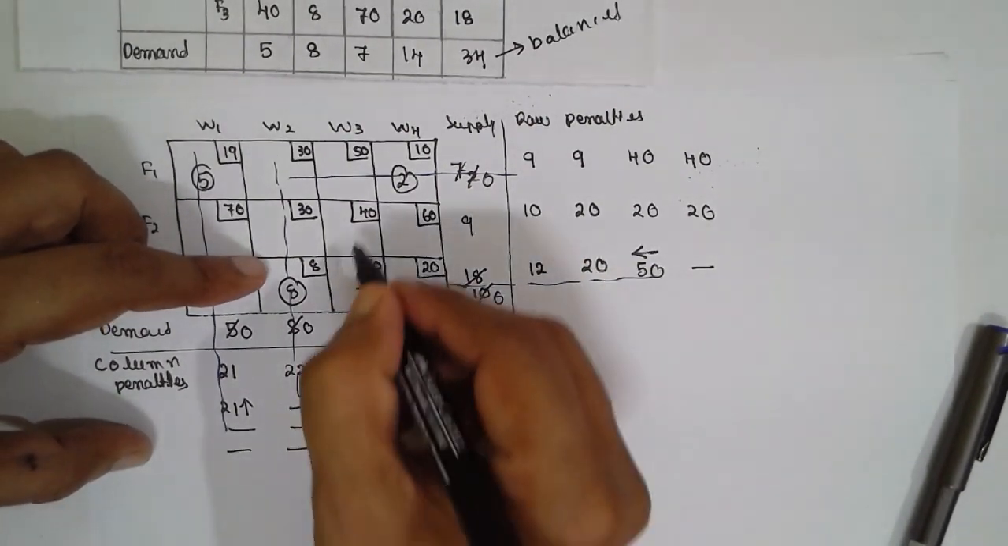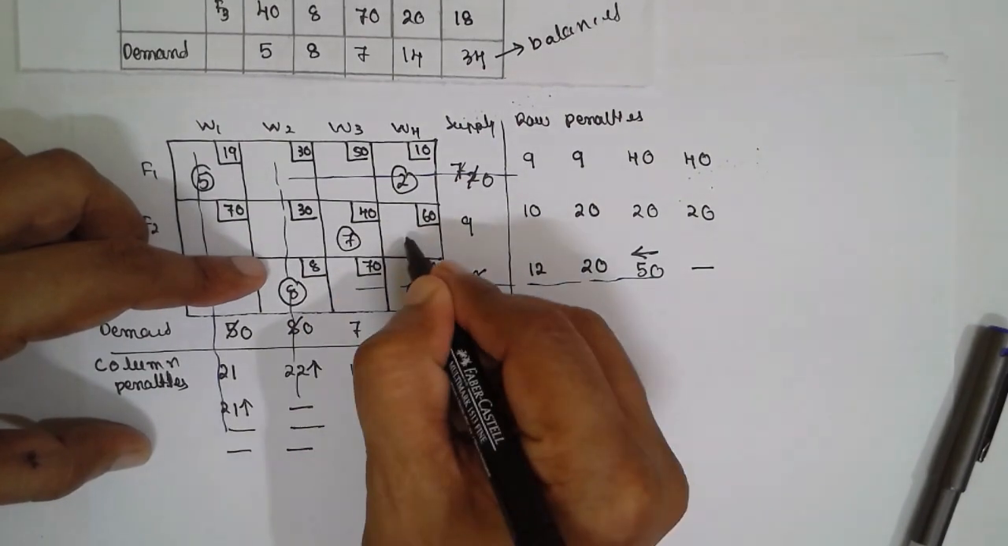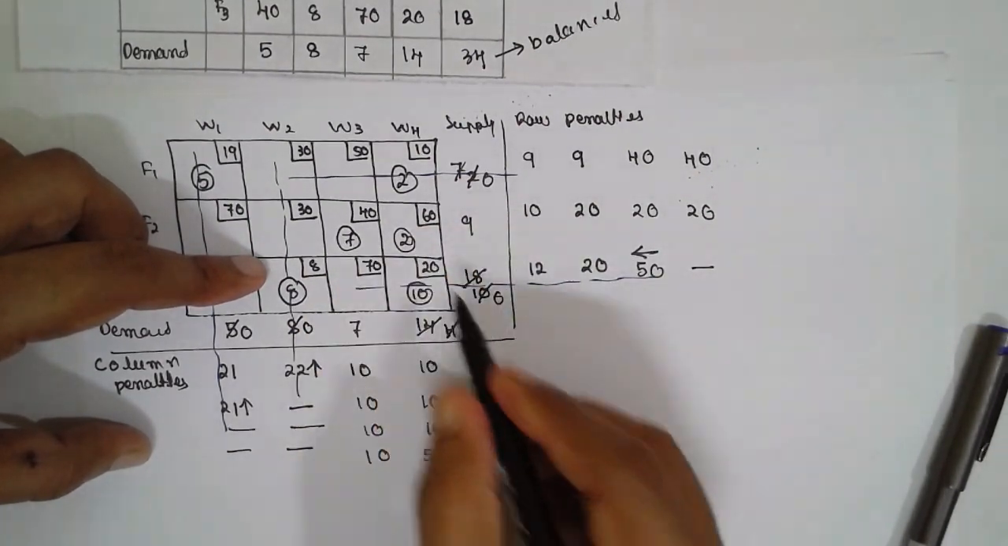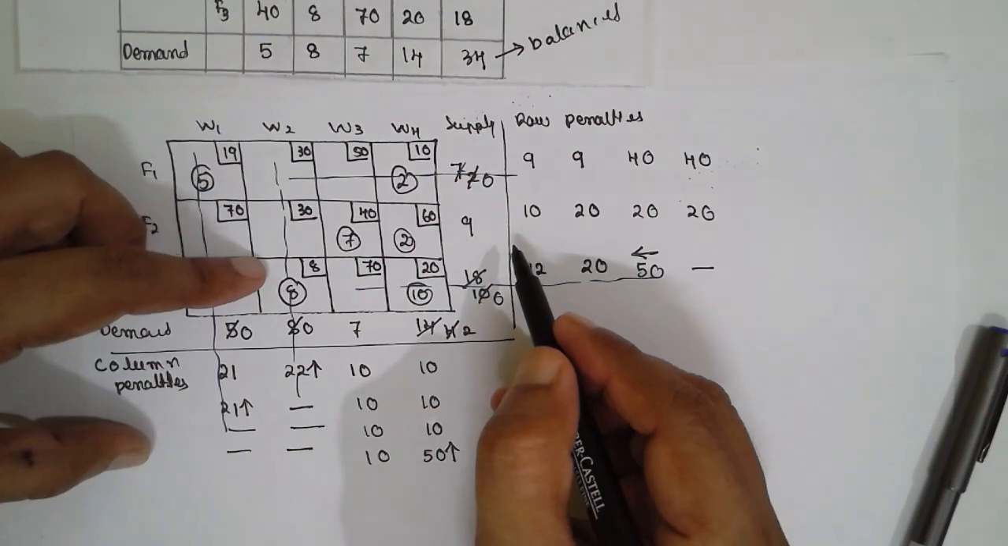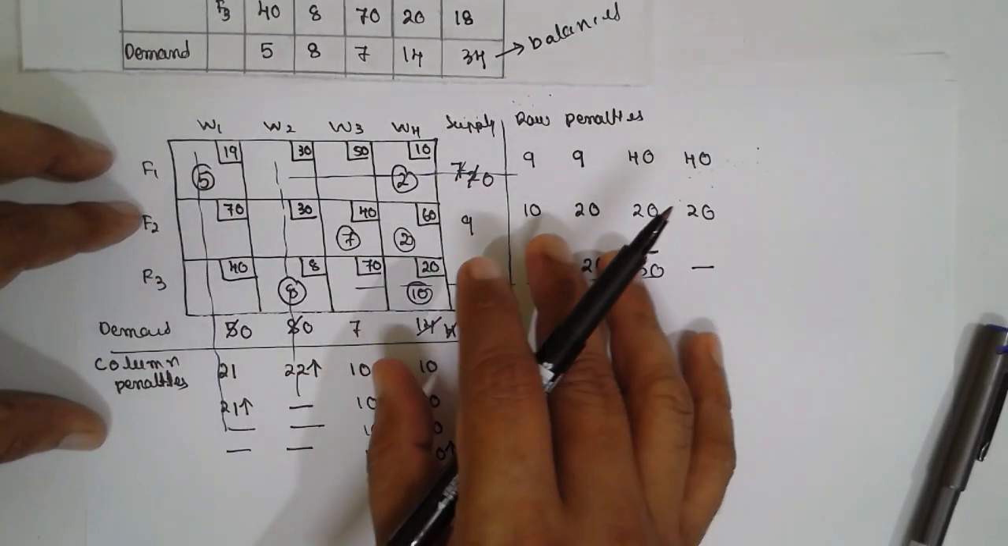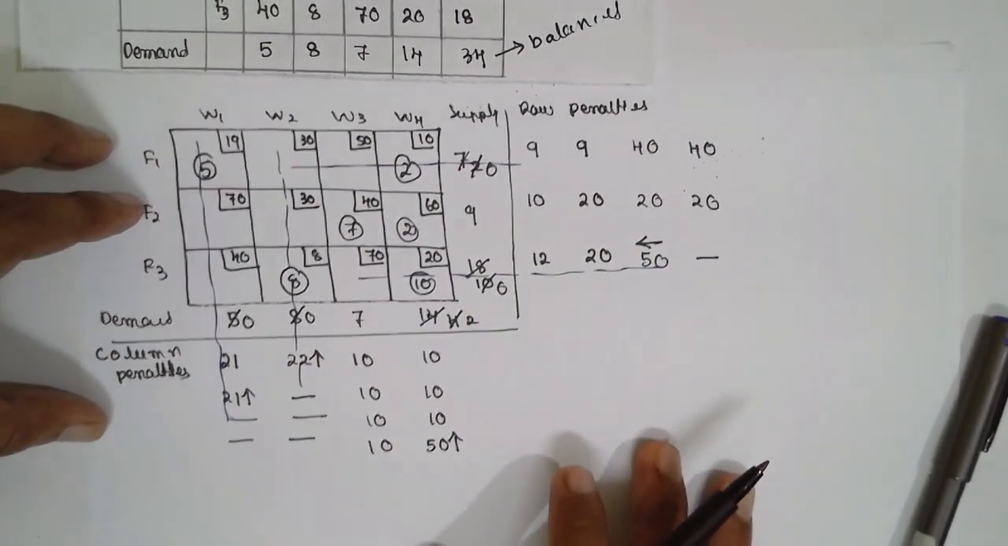The remaining is 7 and 2. Write 7 here and 2 here. 7 plus 2 is nothing but 9. This completes your feasible solution by using the VAM method.